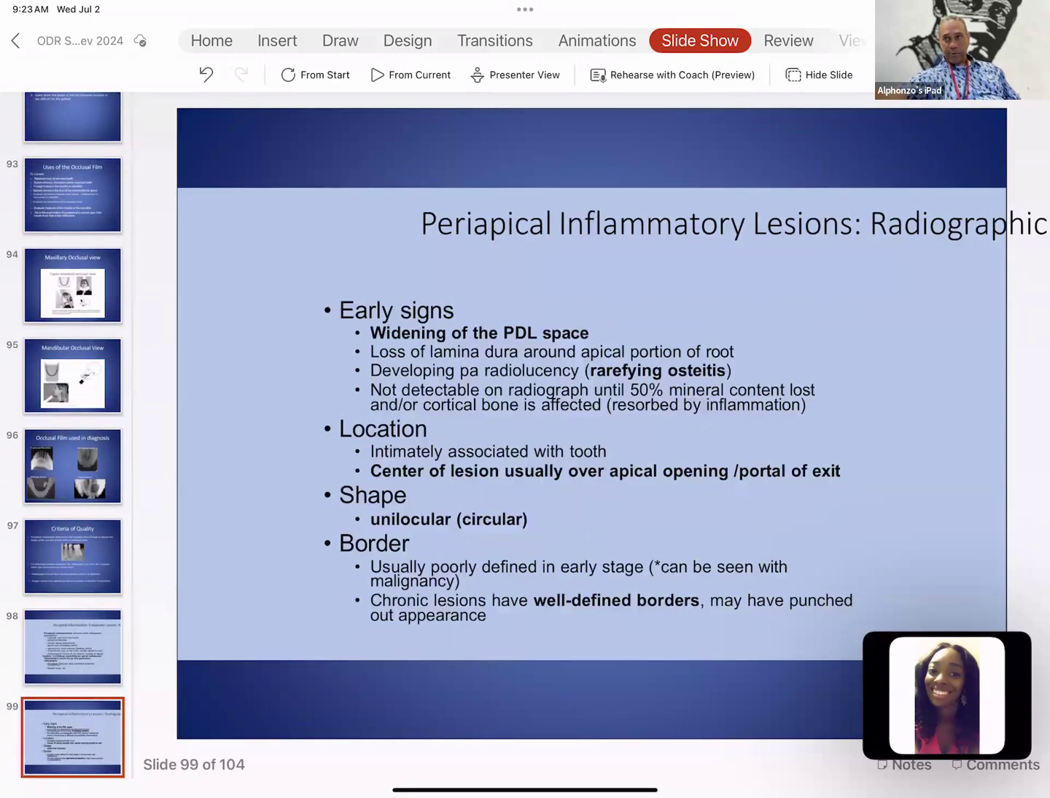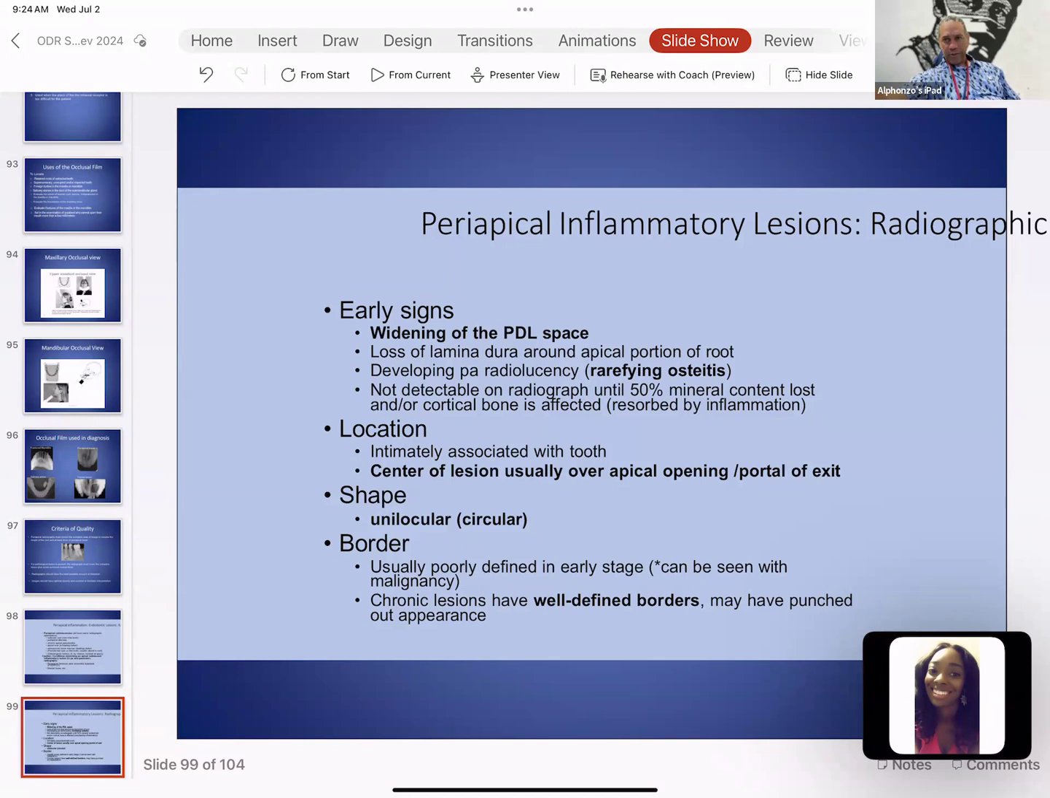Okay, periapical inflammatory lesions. You want to understand the early signs and what you see, the location, the shape, and the border. And these are the radiographic descriptions that you should be writing in your note. You want to describe that in your note when you make a statement about what you evaluate on your image.